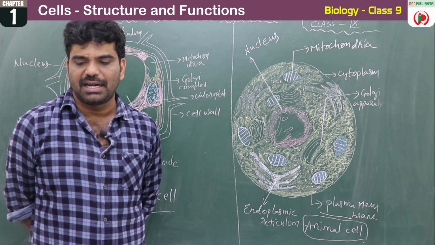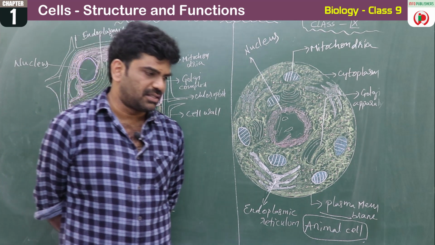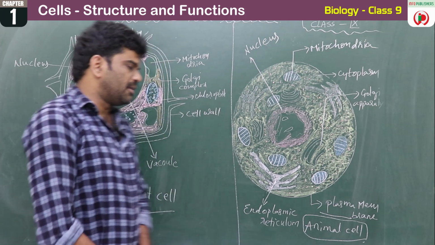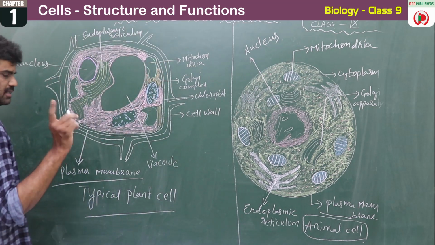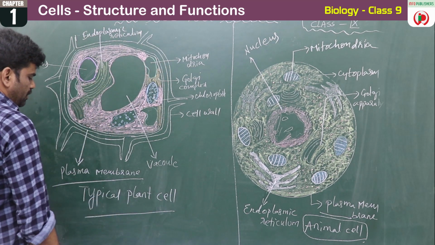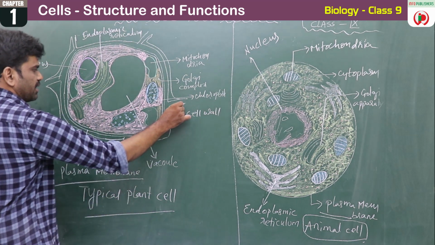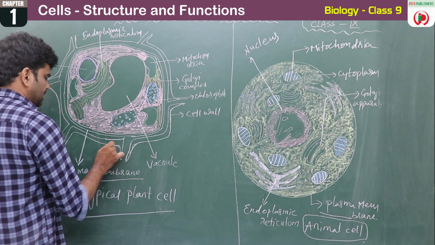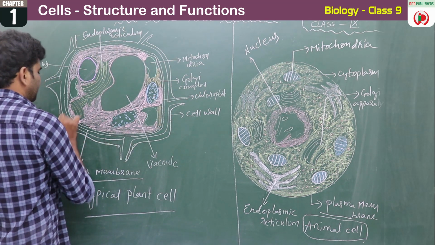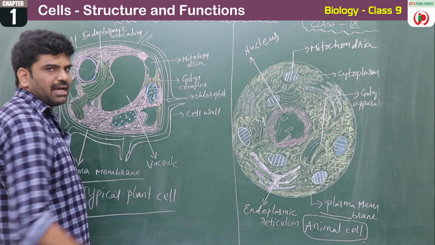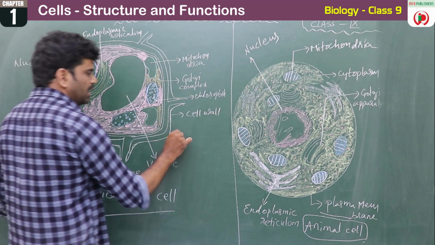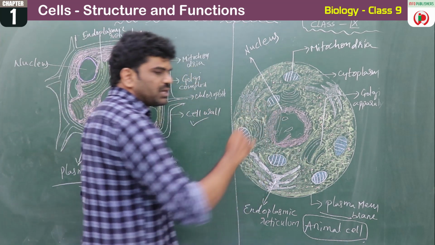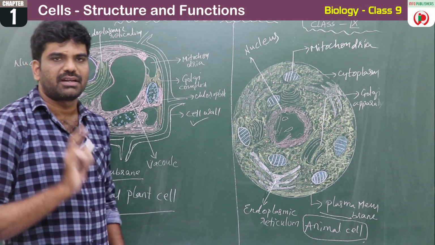Compare the parts of plant and animal cell. Note down the differences. Let us go for the differences. The first difference is in plant cell, the cell wall. That is the main difference. If you observe, this is the cell wall, children, the extra layer. This extra layer is present here, and it is absent in the animal cell. So cell wall is present in plant cell and absent in animal cell. That is the first difference.